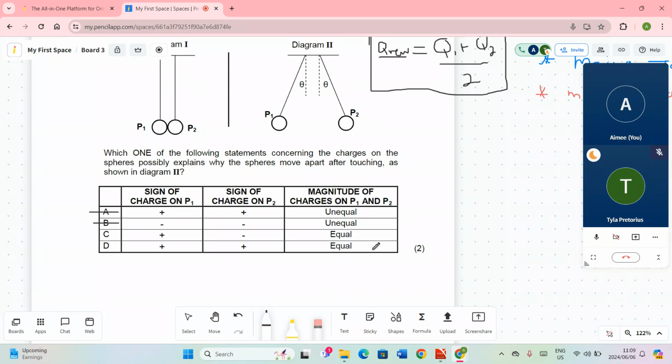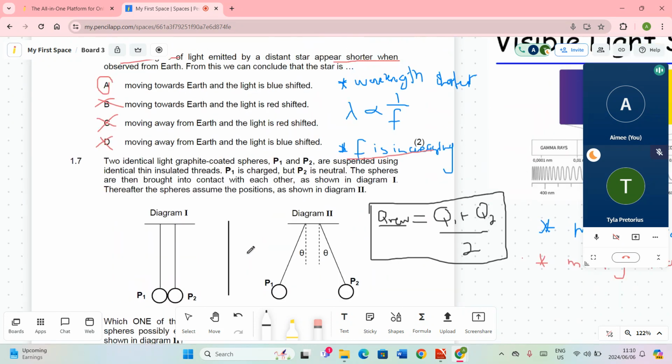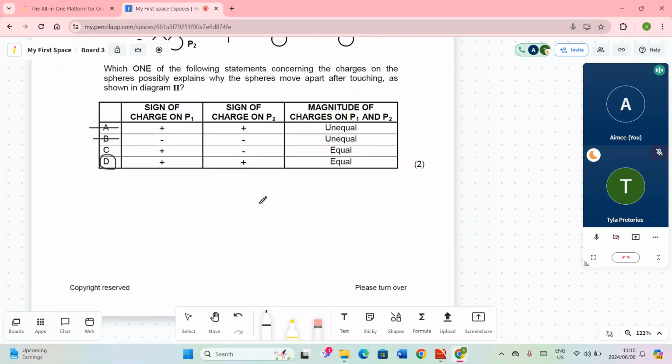So it's got to be either C or D, because it says that the magnitudes are equal in scenario C or D. Okay, and the other thing we know is they need to have identical charges, because if they have opposite charges, they would be attracting, they wouldn't be repelling. So it can't be C, because positive would attract negative, which means our answer has to be D, because positive would repel a positive, because like charges repel. So the answer to 1.7 is D.